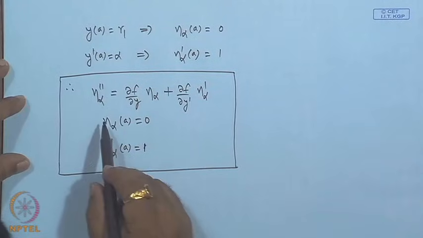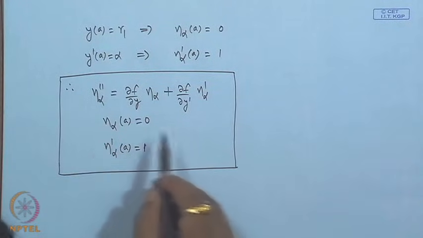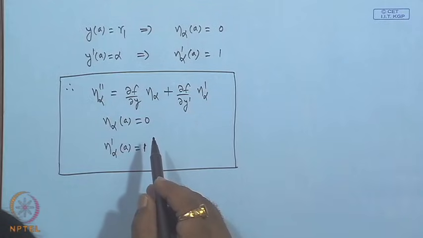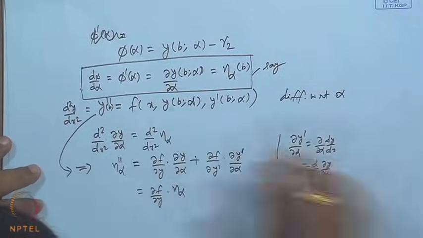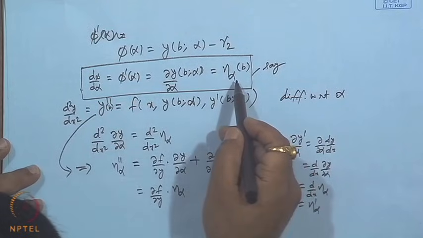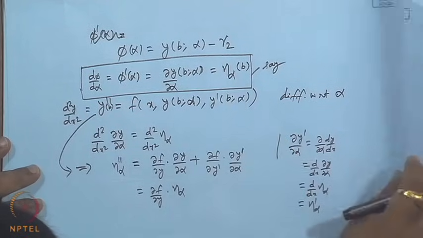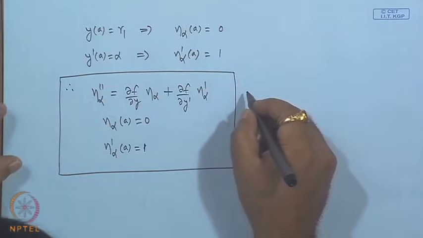So, what did we achieve? In order to find phi of alpha, we have obtained this. Essentially, we are looking for phi dash of alpha in order to use in our Newton-Raphson method. So, now what did we obtain?